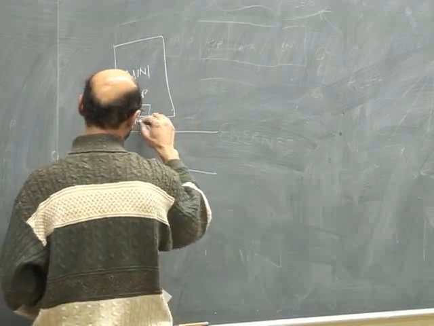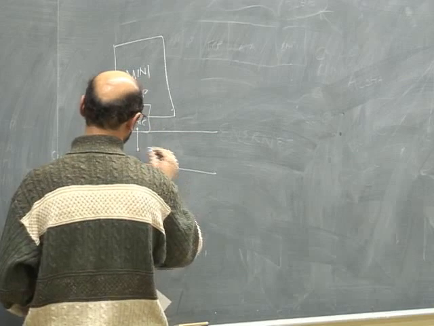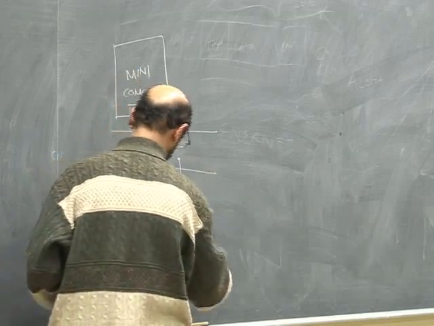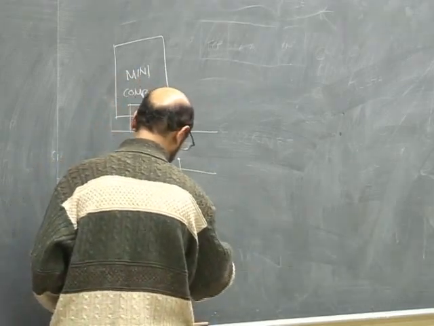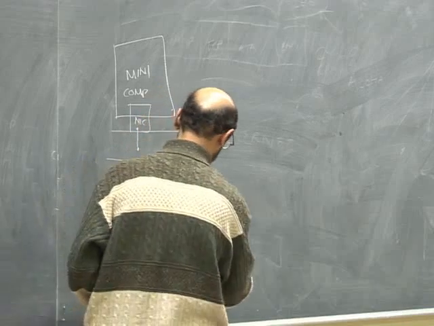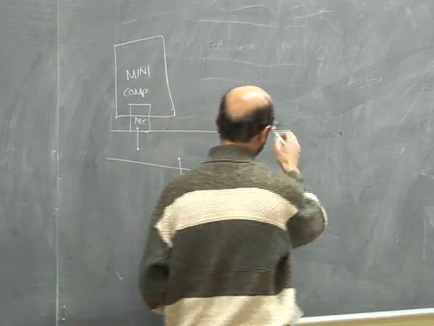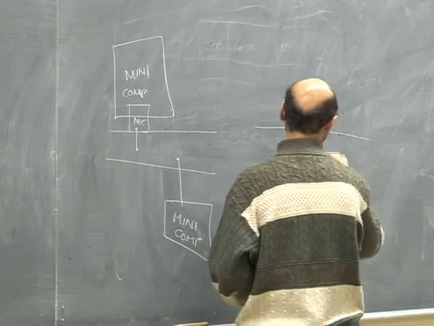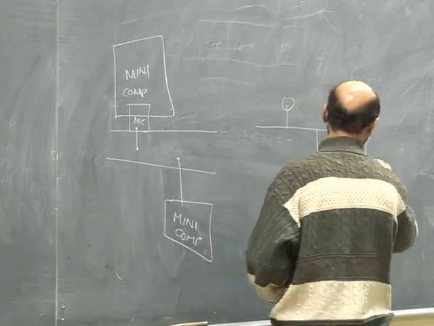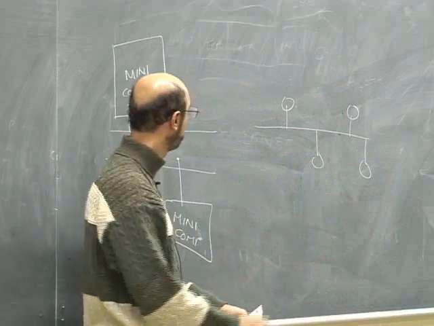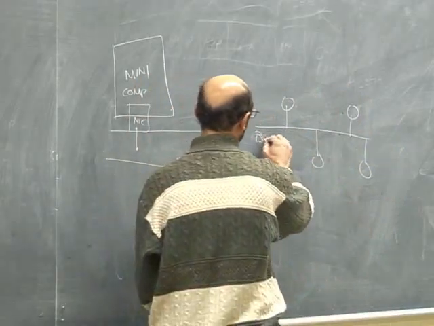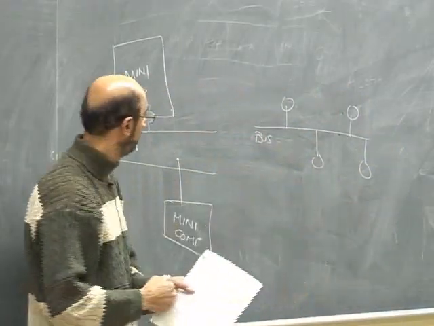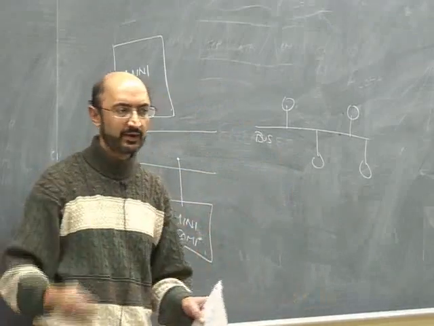And that was a network interface card, and then you had this tap over here, then this other tap, and another mini computer. So the way we would represent it today would be like this. We would call it, a special term for it, a bus. Okay. So we have a bus, and on the bus we have these taps and we have these different nodes.